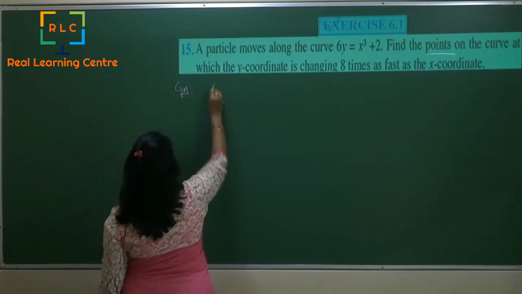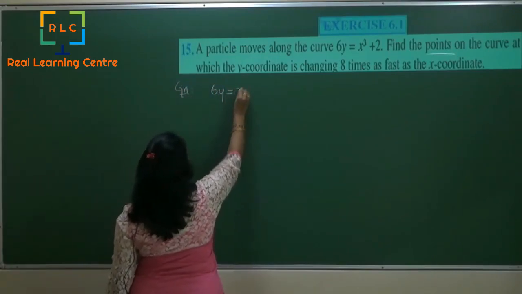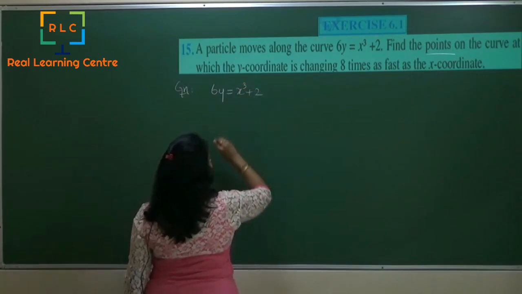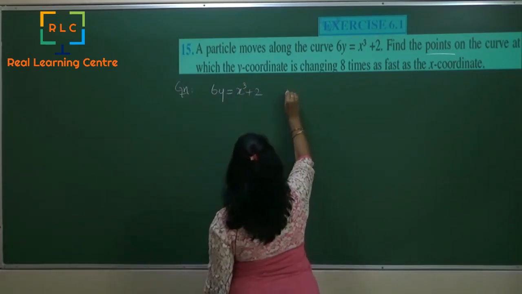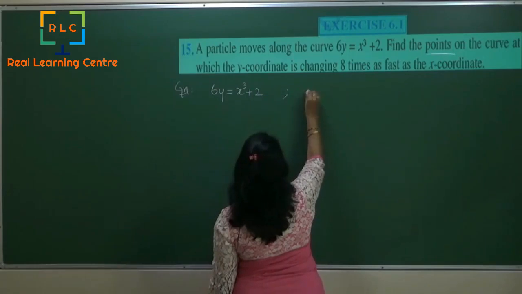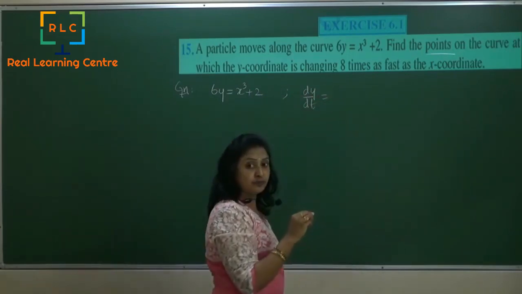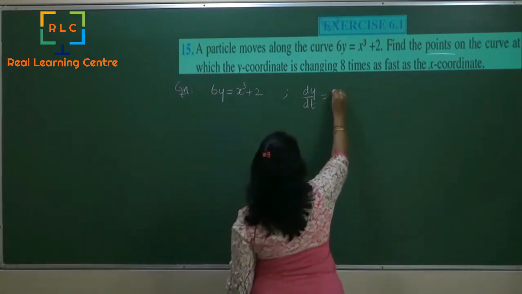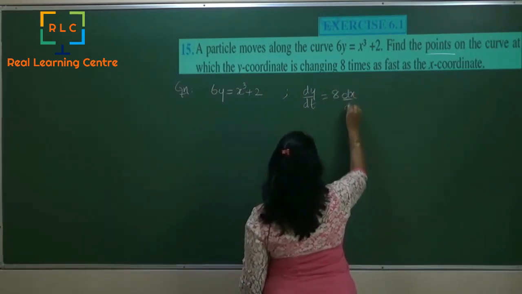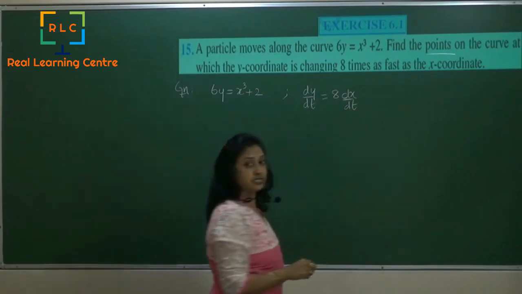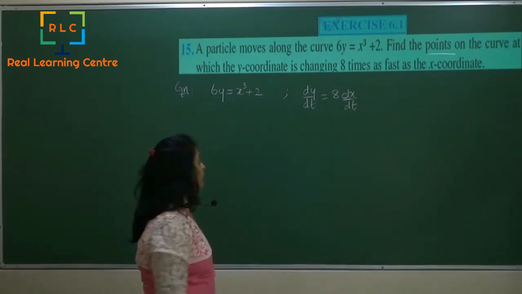Given: 6y is equal to x cube plus 2. Find the points. Points equal to question mark. And they have given that y coordinate is changing, dy by dt is equal to 8 into dx by dt. This is what they have given. Y coordinate is changing 8 times as that of the x coordinate.